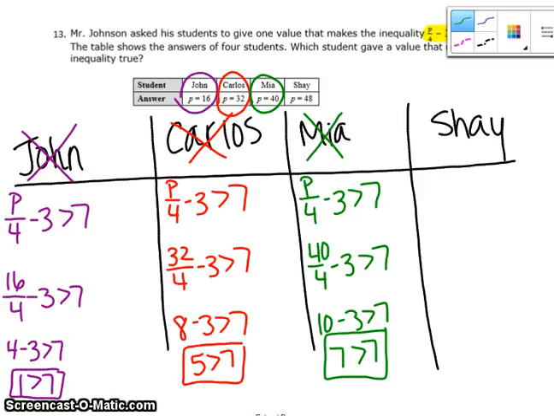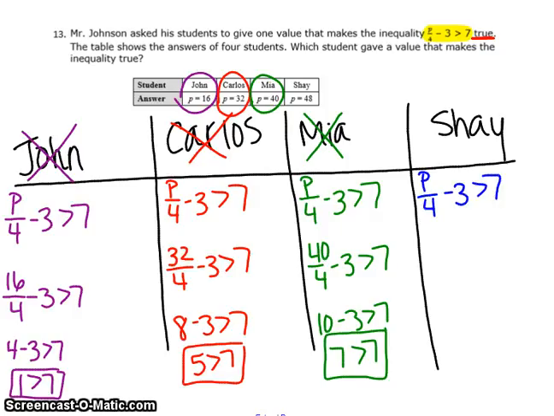So let's try the last one, because if the last one's not right, I know that I did something wrong. So I'm going to start with my inequality. P divided by 4 minus 3 is greater than 7. I'm going to plug in 48 this time. So I have 48 divided by 4 minus 3 is greater than 7. 48 divided by 4 gives me 12.